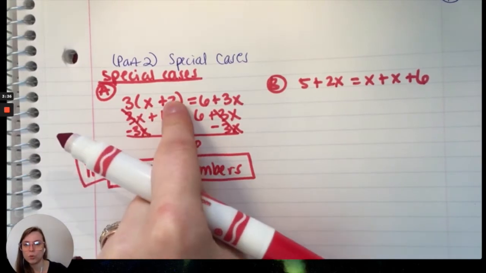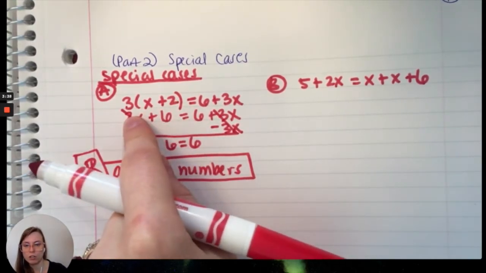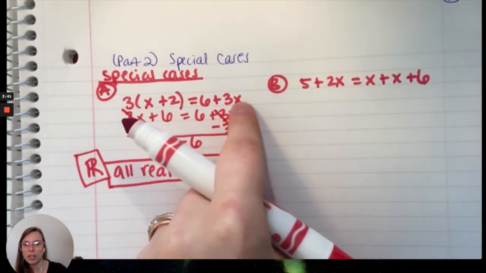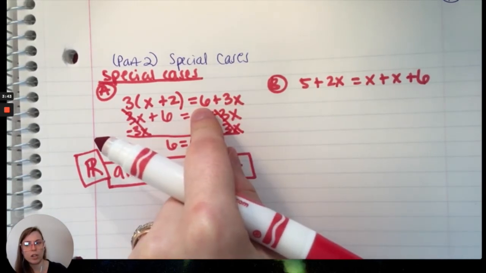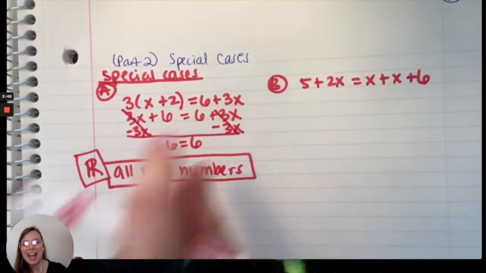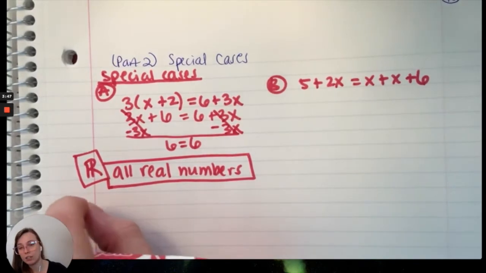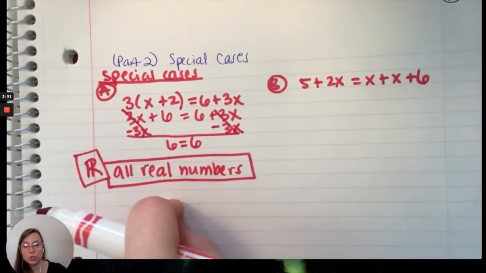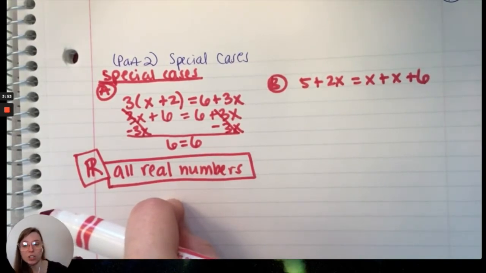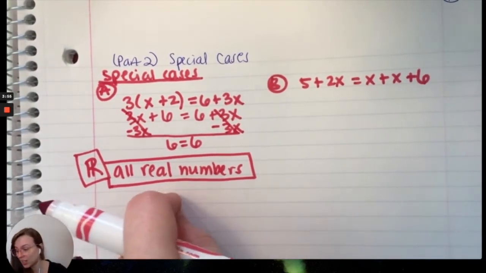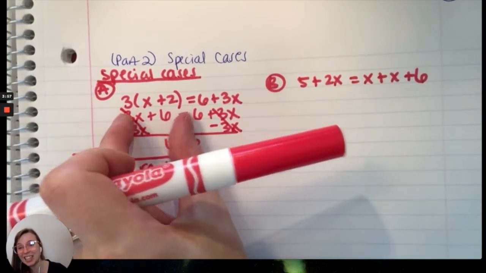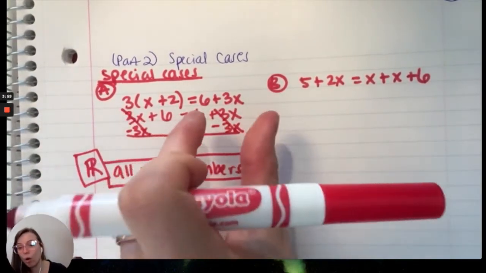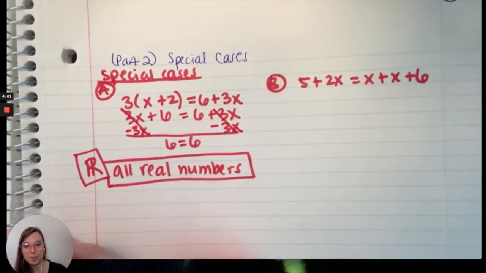Negative 1 plus 2 is 1. 1 times 3 is 3. Negative 1 times 3 is negative 3 plus 6 is 3. 3 equals 3. Any number you plug in, or you substitute in, will be a true solution to this equation. That's why your answer is all real numbers. The left-hand side is the exact same as the right-hand side. They will always equal each other.